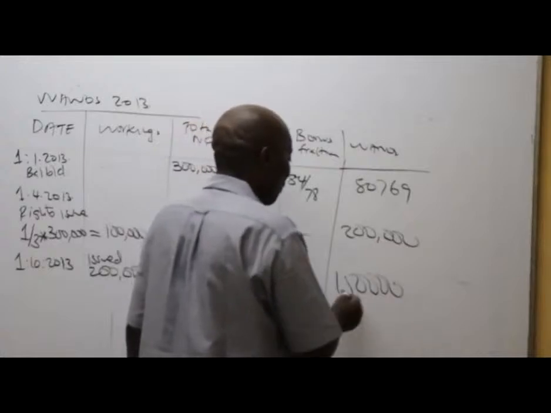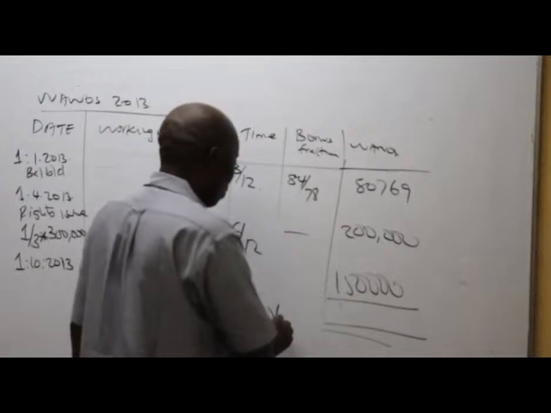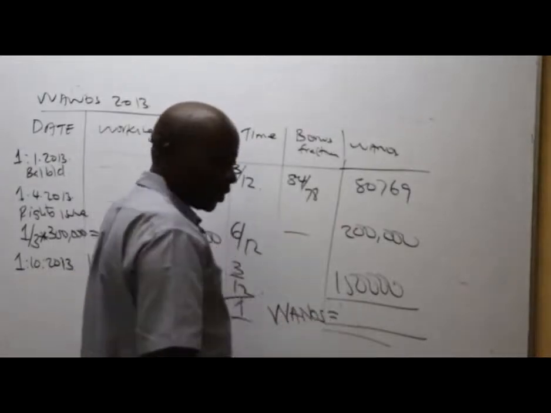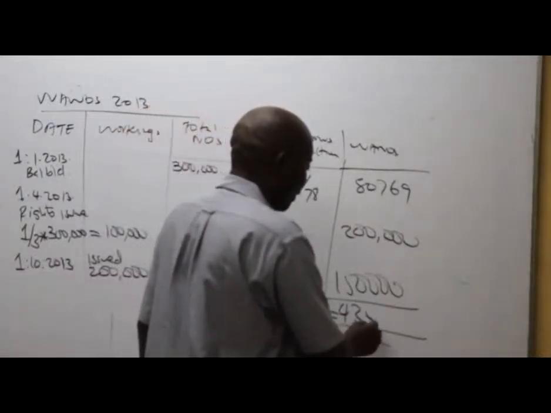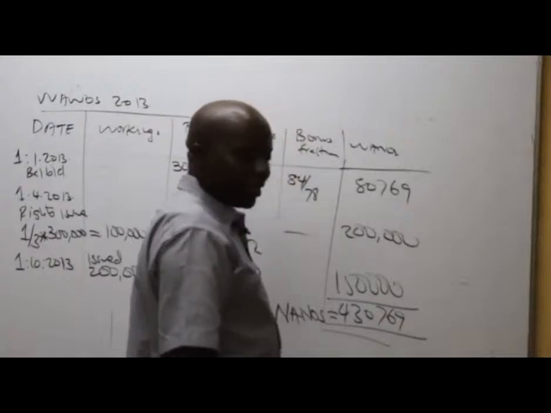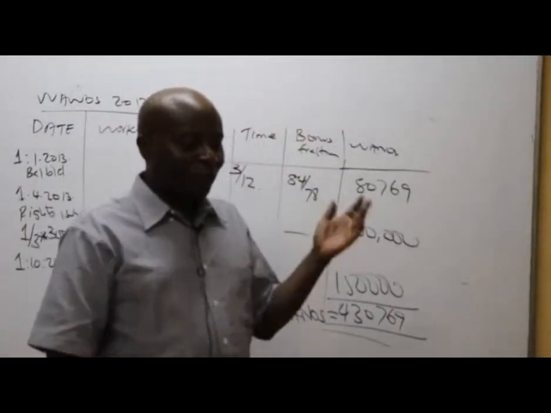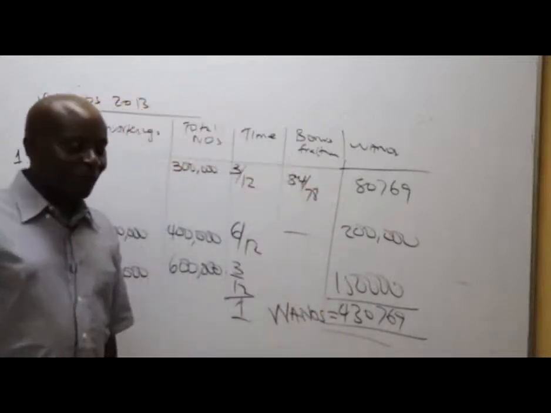Therefore, the total one-nos, what will the total one-nos be? 430,769. Is there again a student who used a different formula, but at the end of the day, we have gotten the same answer?